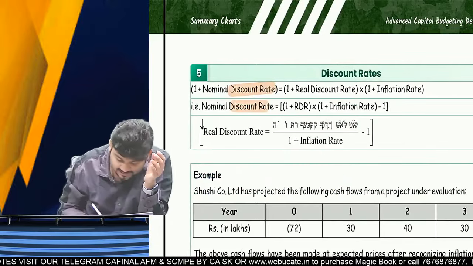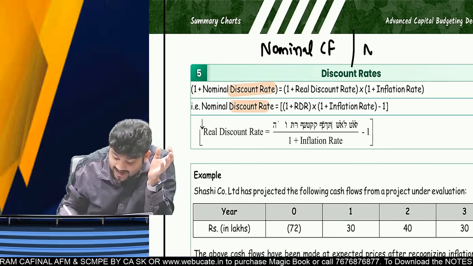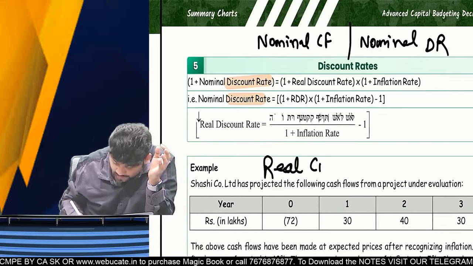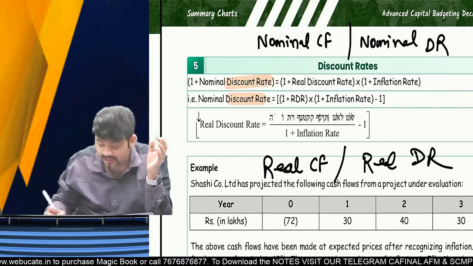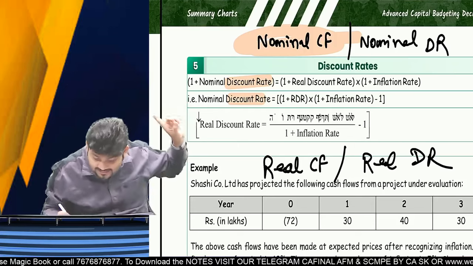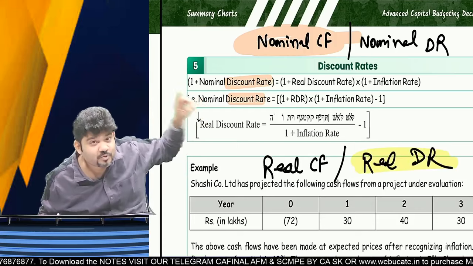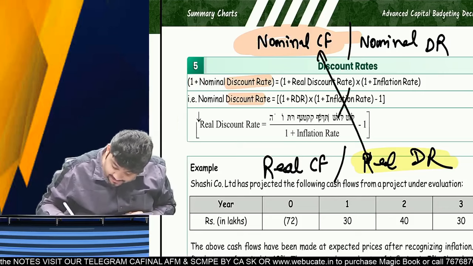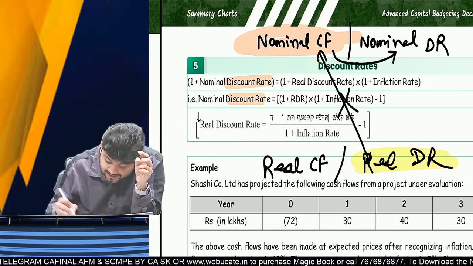So, always remember that for the nominal cash flows, we should always have nominal discounting rate. And for the real cash flows, you will always have the real discounting rate. So the question will very smartly give you that the cash flows are nominal. And then they will very smartly twist that the discounting rate that is given is real. So if the cash flows are nominal, but the discounting rate is real, is it comparable? The answer is no. So what you will have to do is, for applying nominal cash flows, you will require nominal discounting rate.